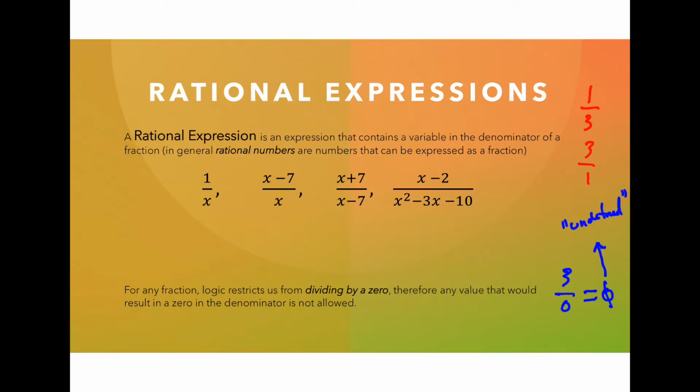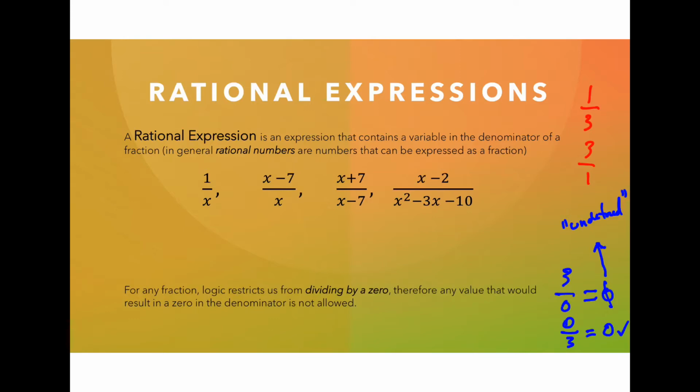Right? That's just in general numbers and operations. We can't divide by 0. Now, I do want to point out that 0 divided by any number is equal to 0. This is allowed. Yay, we can do that. But we cannot have 0 in a denominator.